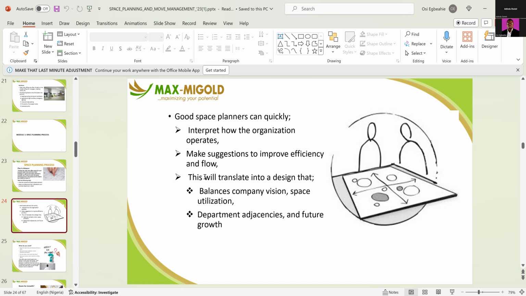Also look at departmental adjacency and future growth. You look at the departments that are adjacent to each other that can communicate with each other, so they are not too far from each other. Departments like admin and finance will always work close to each other. Admin and HR work in close proximity with each other. If you have your HR on a particular level, and on that same level you have your project, and then you have your admin very far, or you have finance very far.